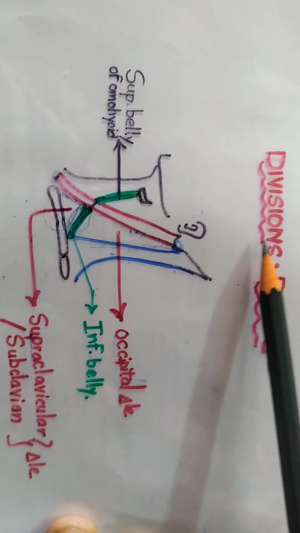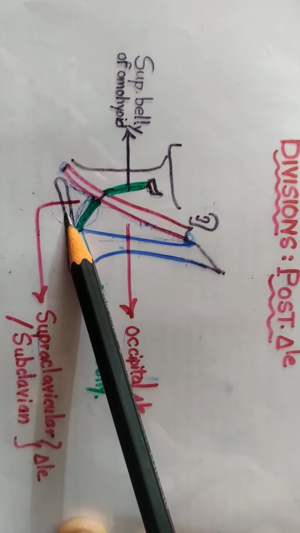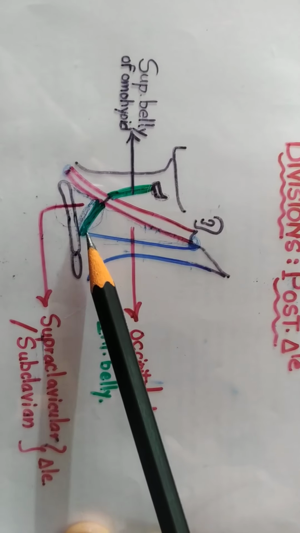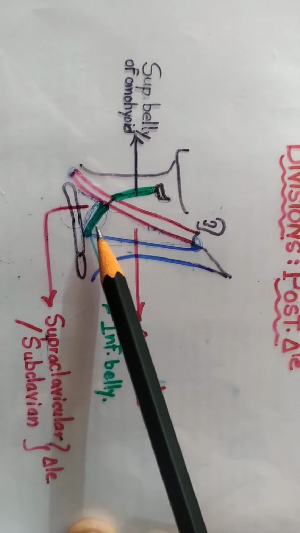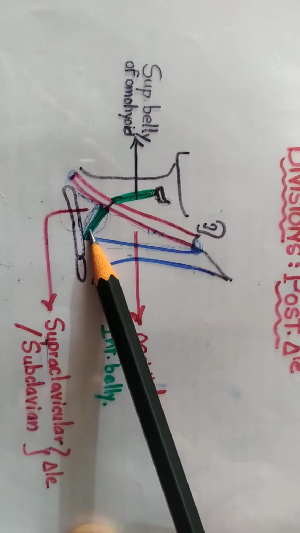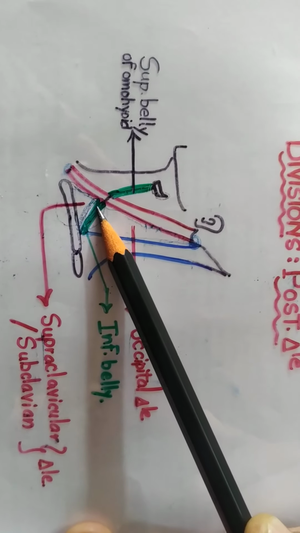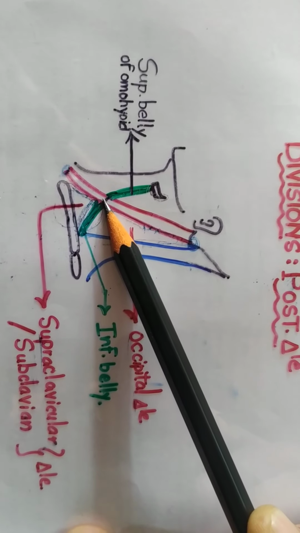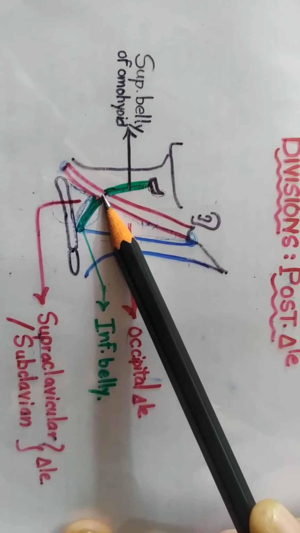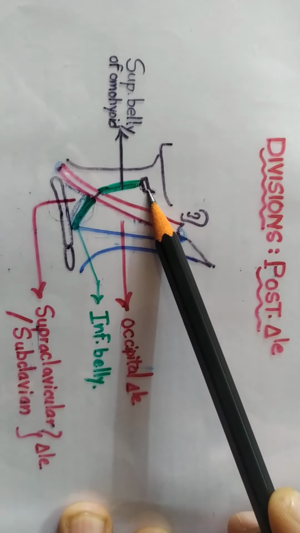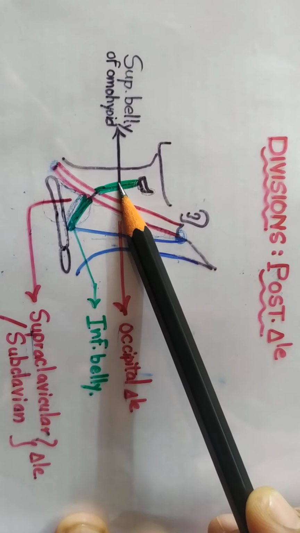Now we will discuss the divisions of the posterior triangle. 2.5 centimeters above the clavicle, the inferior belly of the omohyoid, which takes its origin from the suprascapular notch, crosses the posterior triangle, passes behind the sternocleidomastoid and joins with the intermediate tendon. This intermediate tendon attaches to the body of the hyoid bone by the superior belly of the omohyoid.